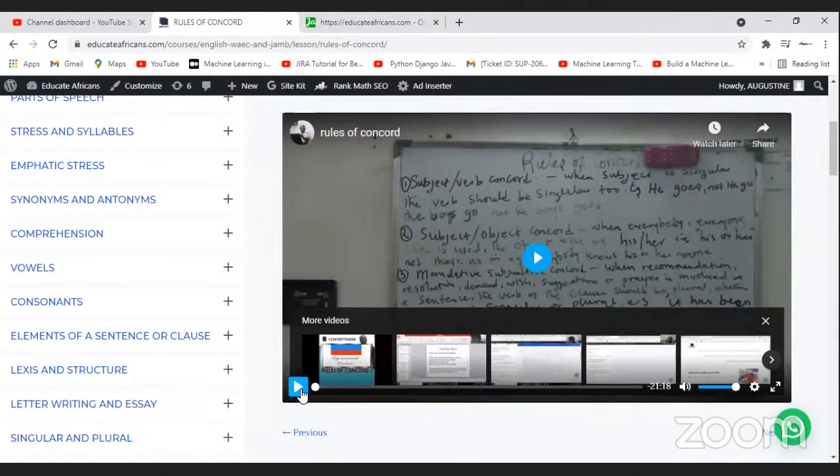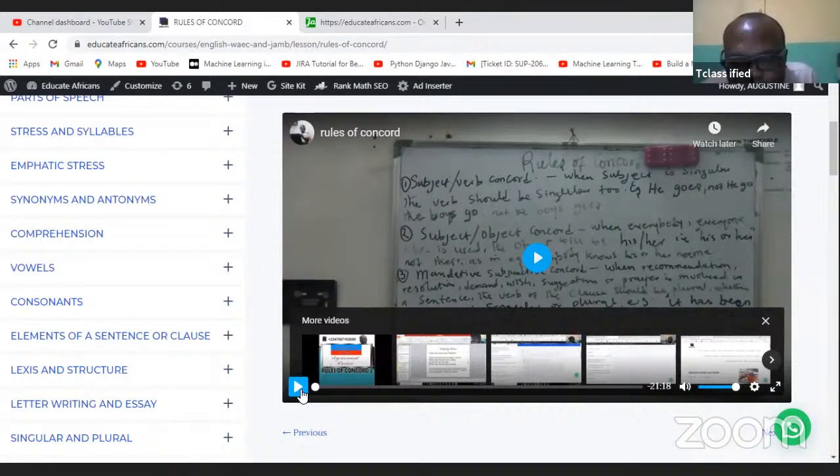Okay, so let's look at the next rule. The next rule is called the mandative subjunction concord. When recommendation, resolution, demand, wish, suggestion, or prayer is involved in a sentence, the verb of the clause must be plural. Whenever you're making a recommendation, suggestion, demand, wish, resolution, or prayer, the verb must be plural.